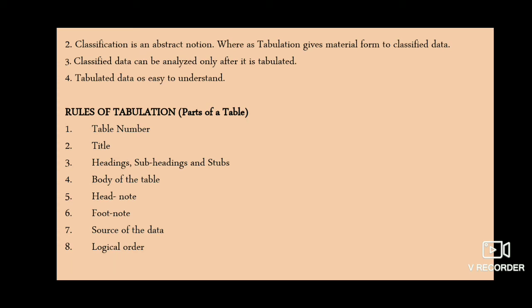So there are certain rules of tabulation. It can be also said as parts of a table. So what all the parts a table includes are: the first is table number, the second one is title, third part is headings, subheadings and stubs, the fourth one is the body of the table, fifth is head note, sixth one is footnote, seventh one is source of the data, eighth one is the logical order.